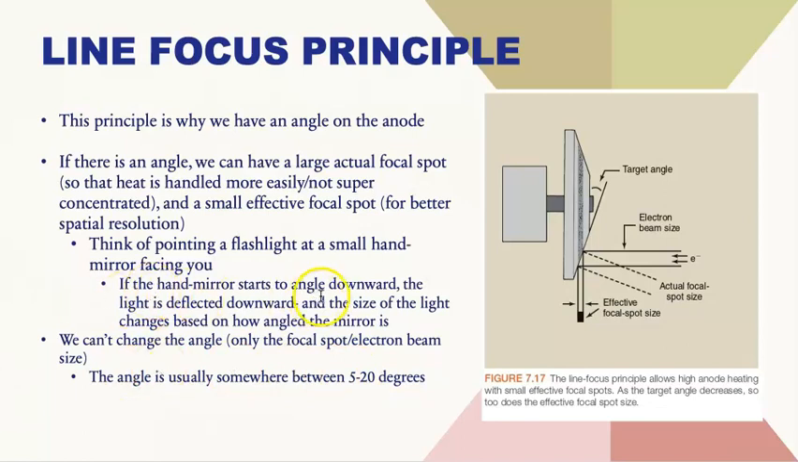I did give you a little analogy here. If you were standing on one side and pointing a flashlight at your friend, and your friend held up a hand mirror at that flashlight, and then they started to tilt it downward, you'd see that at first you have just a little bit of light deflected on the ground. And then as they angled it, it probably got wider and wider until the light just stopped hitting the hand mirror at all.